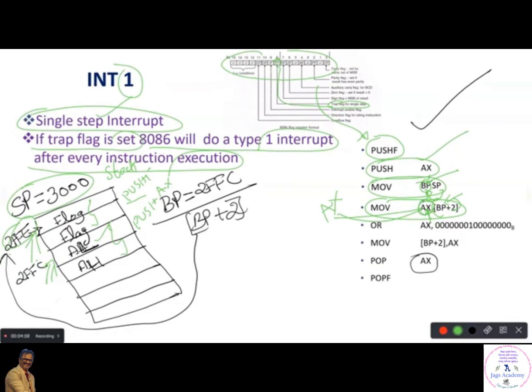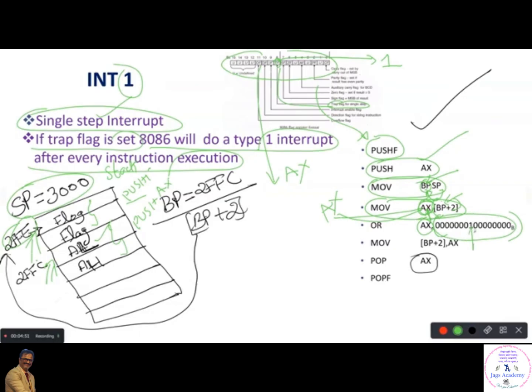Now, this is already going to the AX register. How do you make this particular bit 1? Even though that particular bit is 0, how do you make it 1? You just have to OR that entire register with this value, yes or no? You have to OR the entire content of the AX register with this value. That means you put 1.